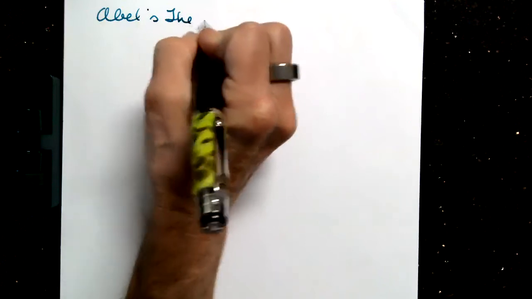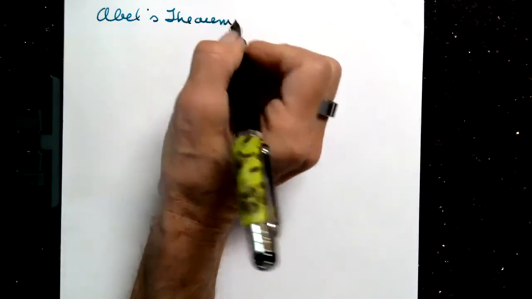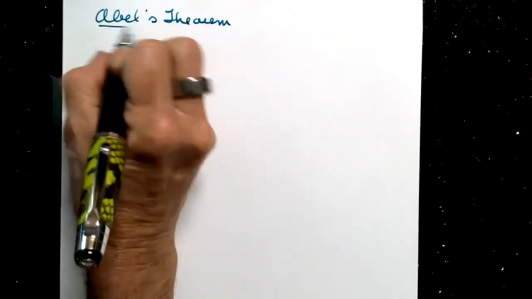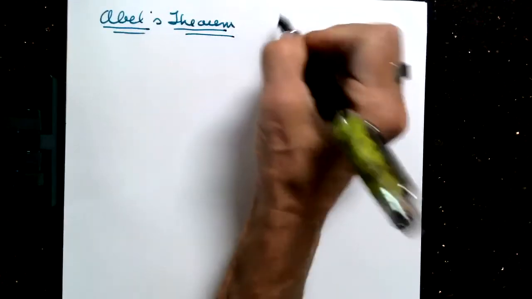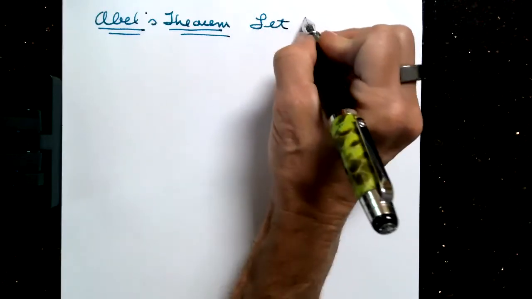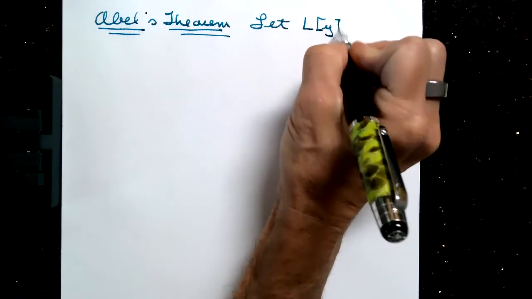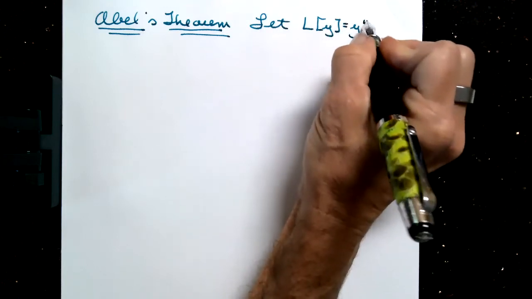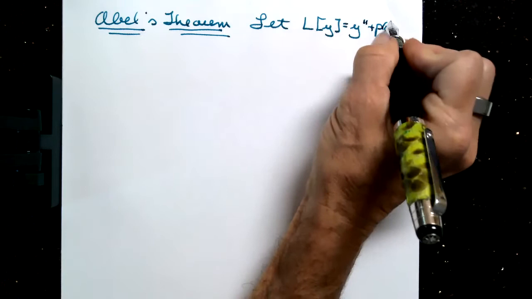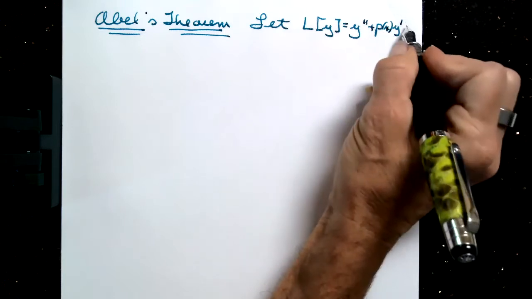Okay, welcome everyone. In this video, we're going to discuss Abel's theorem as it applies to second order equations. So let's set up the framework. We're going to let L of y be the differential operator y double prime plus p of x y prime plus q of x y.